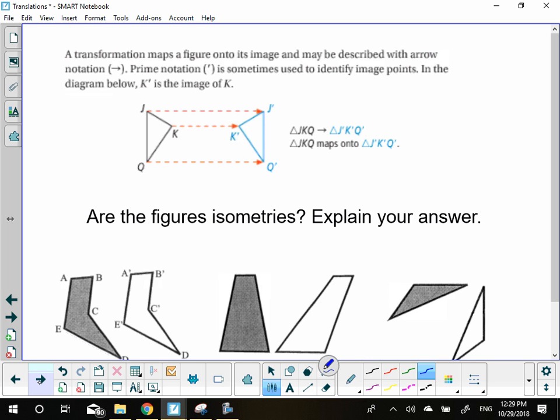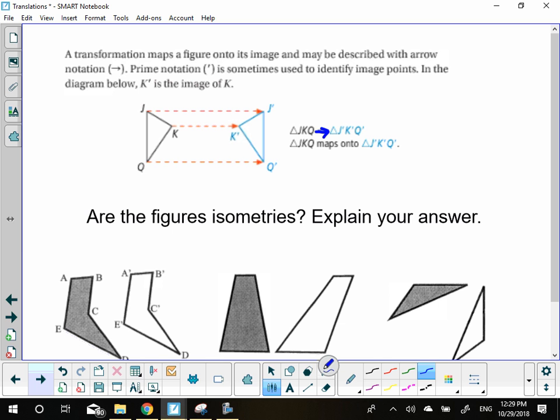And for notation, we start with our pre-image, we go to the image, and we use this arrow to notate that we're going from one thing to another thing, so something's being done to it. And we put that arrow in words as "maps onto," which from the arrow means we're changing from one shape to a new shape or a new location. And we add primes to each of the letters to notate that we're at an image.